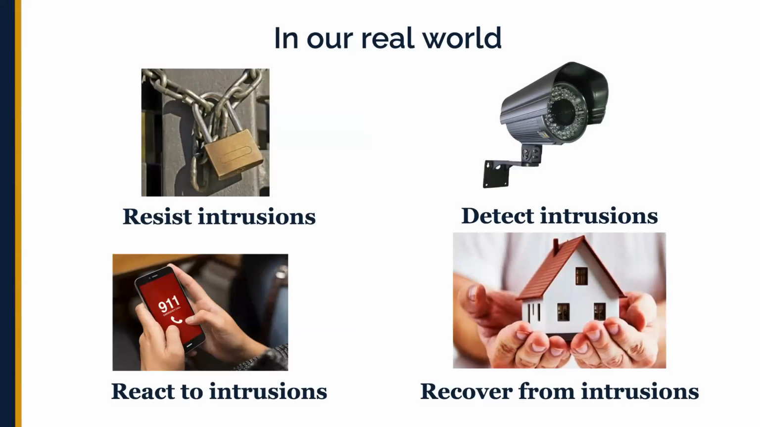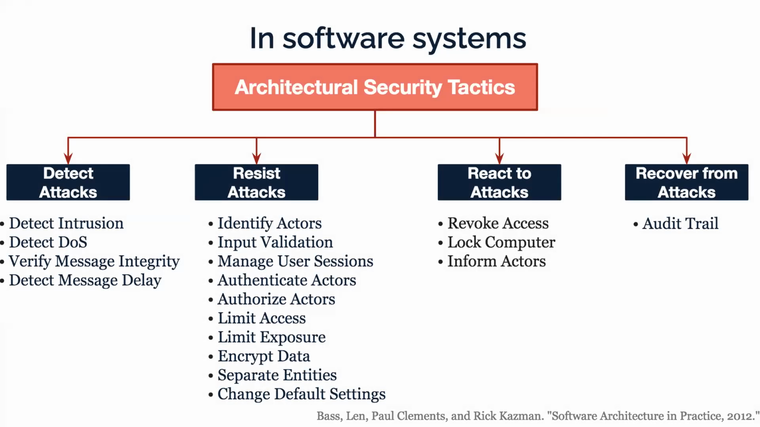So in the real world, when we are trying to protect, let's say, our house, we might apply some strategies, right? So for example, you might put a lock to resist intrusions or put a camera to detect an intrusion, or call the police whenever there is an intrusion, or maybe call your insurance company to recover from damages. So likewise, in software systems, we also have some common strategies that we can apply when we are designing our software system. And these are called architectural security tactics.